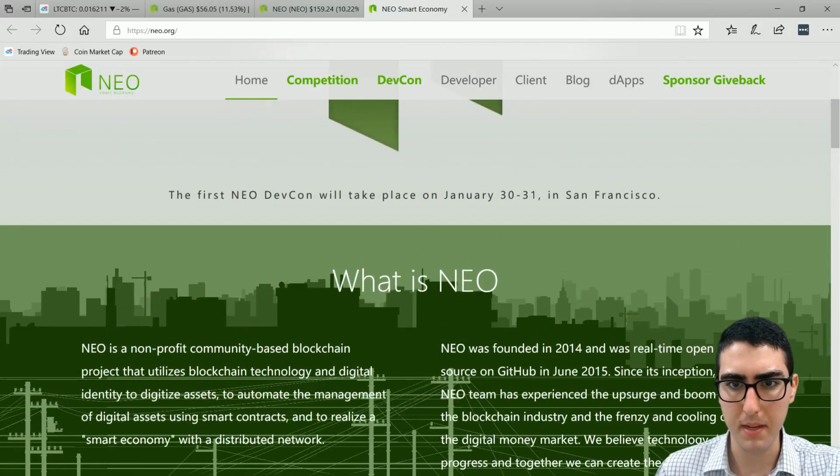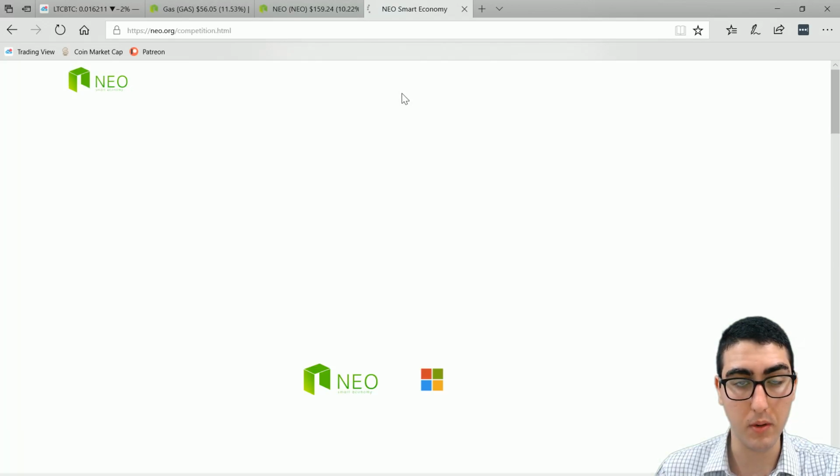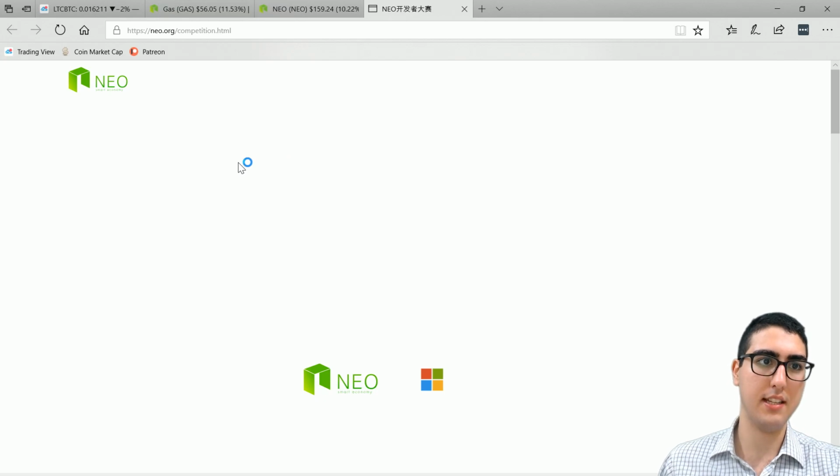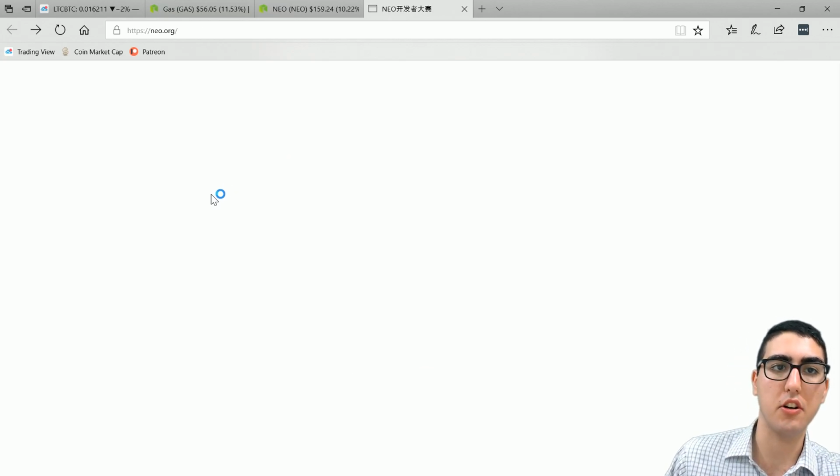Download page. Where's the white paper, man? I haven't been on this website in a while. NEO is really, honestly, if you go on their GitHub, they haven't really updated much recently, and that's one thing that has kind of deterred me.